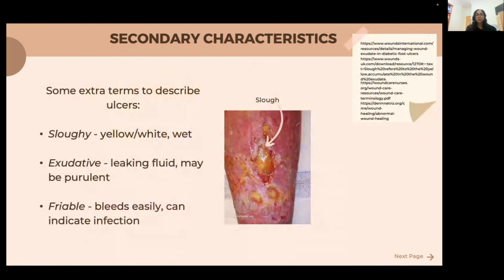And then just going back to ulcers, there's some other terms that we can use to describe ulcers. Sloughy we would use if it's yellow or white and wet. In this image, you can see that it's kind of yellow in color. It's evidently quite wet as well. We could also describe it as exudative. If it's leaking fluid, we could say it's exudative. And if the lesion or ulcer bleeds easily, or if you touch it and it starts bleeding, we could describe that as friable, and that could indicate a sign of infection.